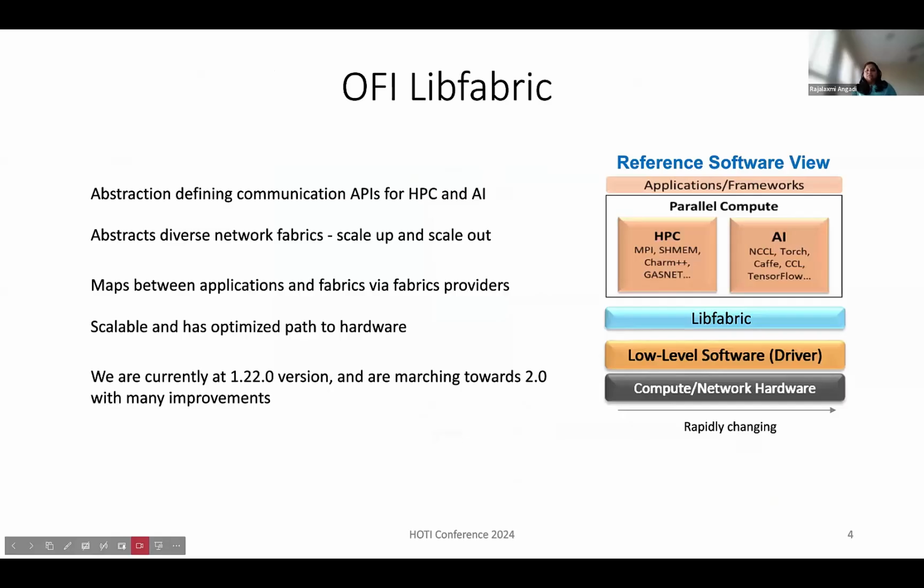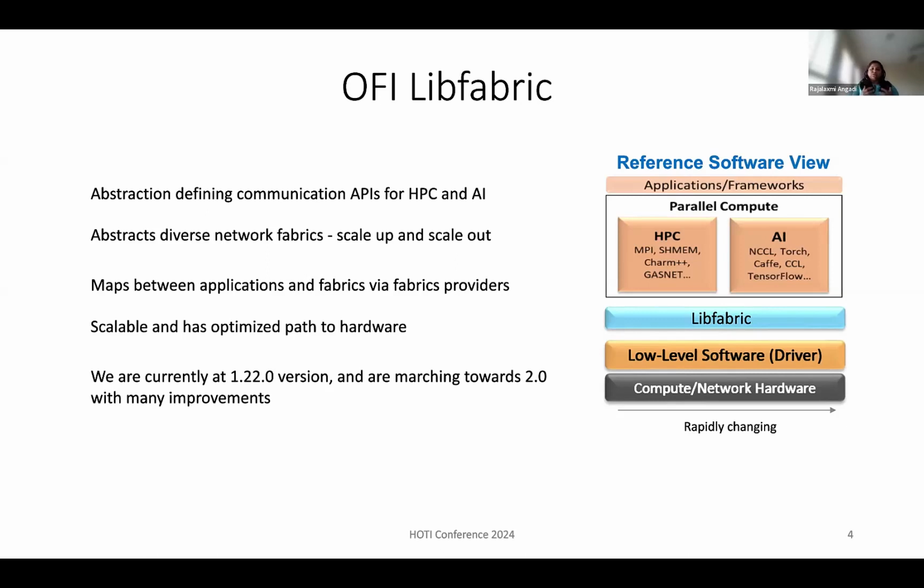So Libfabric is the library that is helping in addressing this complex variety of fabrics hardware. OFI and Libfabric are used interchangeably. It is a communication library providing common APIs for HPC and AI applications or middlewares on the top. And at the bottom, it provides abstraction to the diverse network fabrics. And we already saw in the previous slide that we have a large variety of fabrics to deal with. Libfabric maps the applications to these fabrics through the various providers that it has.